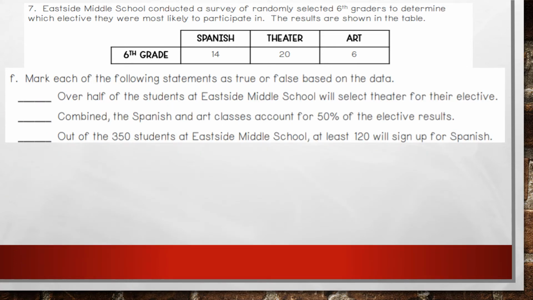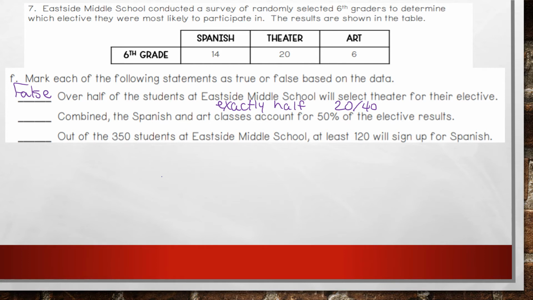Number 7F, mark each of the following statements as true or false based on the data. The first one says over half of the students at East Middle will select theater for their elective. This is false, because when we worked this out earlier, it was exactly half. Because it was 20 out of the 40 surveyed. So that is false because it had to be over half.